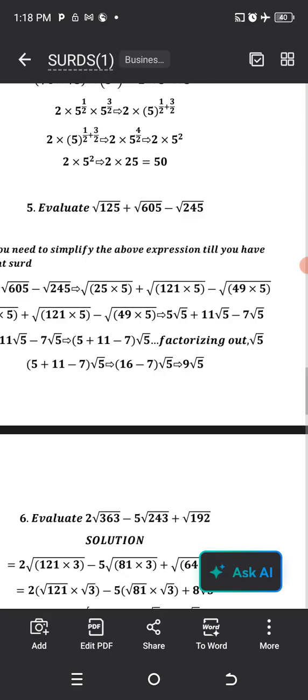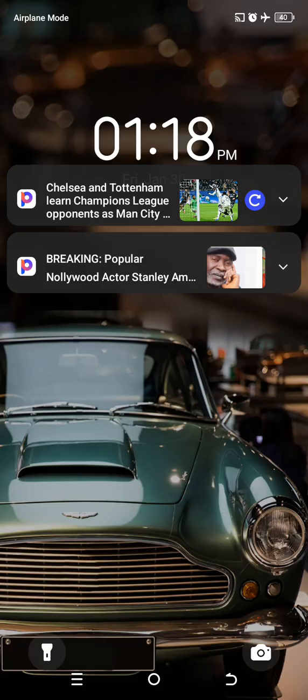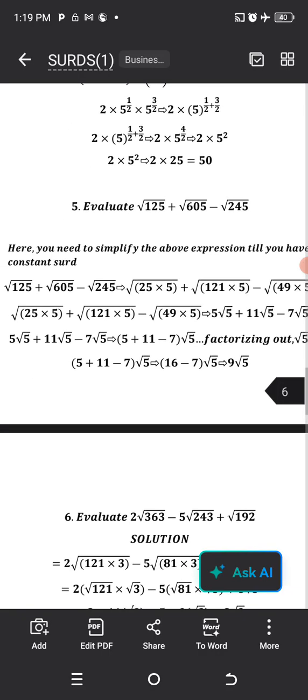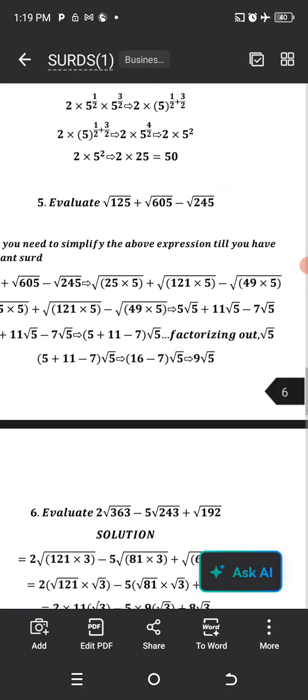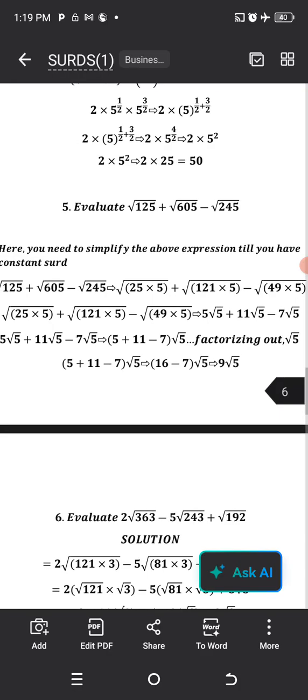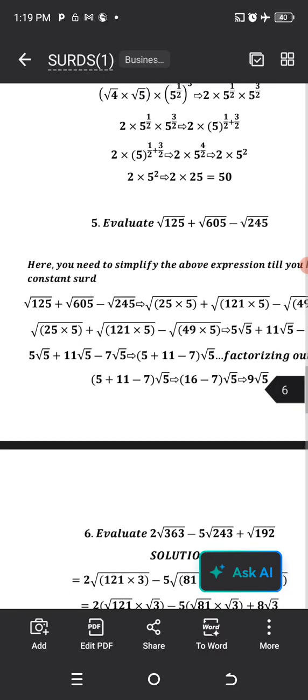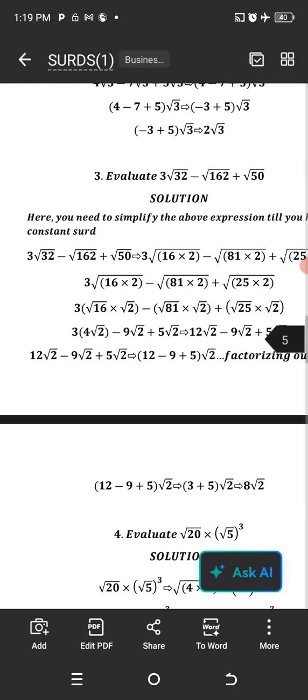Once you see 5 at the back of this number, the first thing that must come to your mind is surd of 5. Do you get it now? Surd of 5, because any number ending with digit 0 or 5 will definitely be divisible by 5. You must know that. So you think of the square root of 5. Here you need to simplify the above expression till you have a common surd. I made mention of that statement in example 3. You can see it's just the same thing.